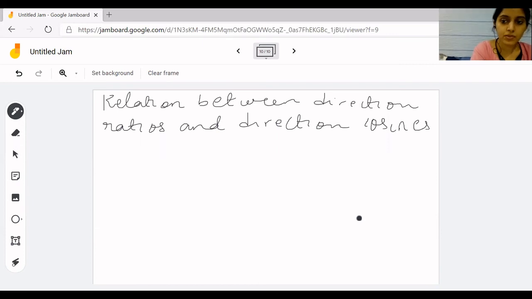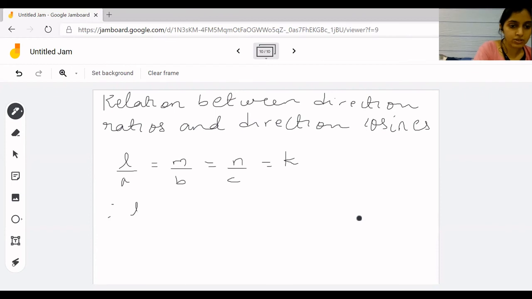Now, what do we know about the direction cosines? They are L, M, and N. And what are the direction ratios? A, B, and C. Then, by definition, the direction ratios A, B, C are proportional to L, M, N. So, L upon A is equal to M upon B is equal to N upon C is equal to K. Therefore, we can say L will be equal to Ka, M equal to Kb, and N equal to Kc.